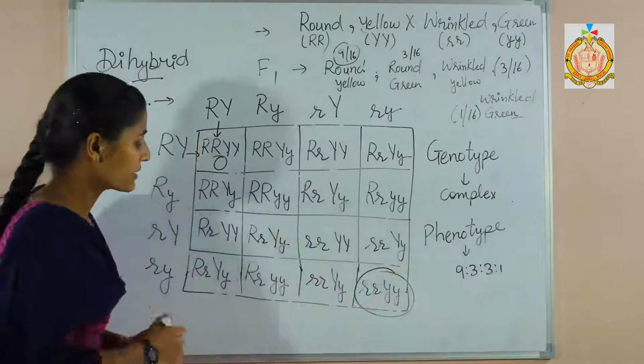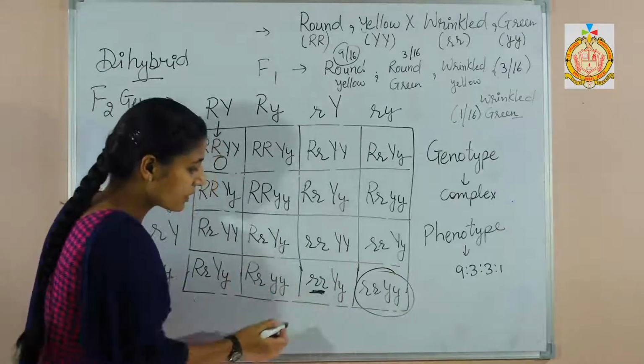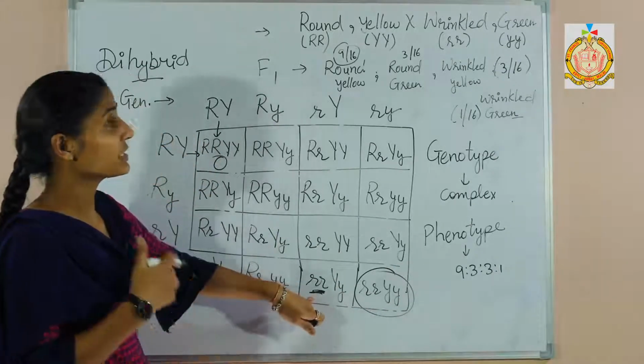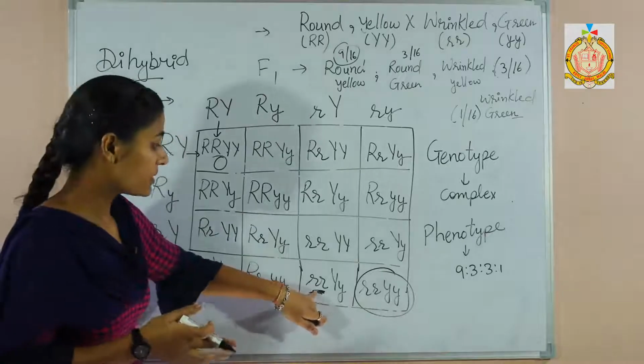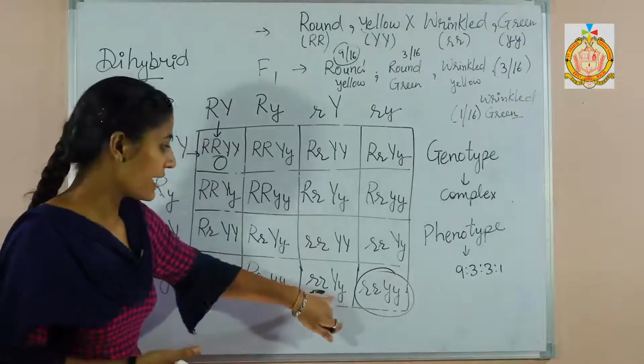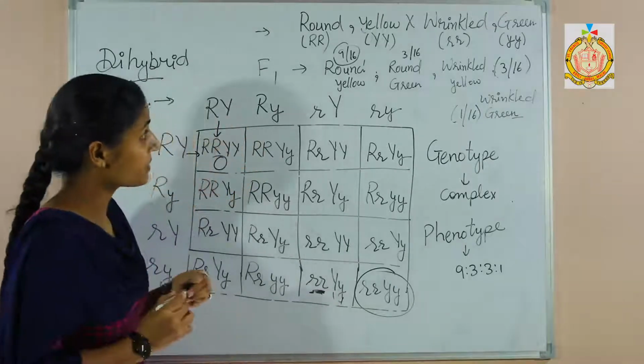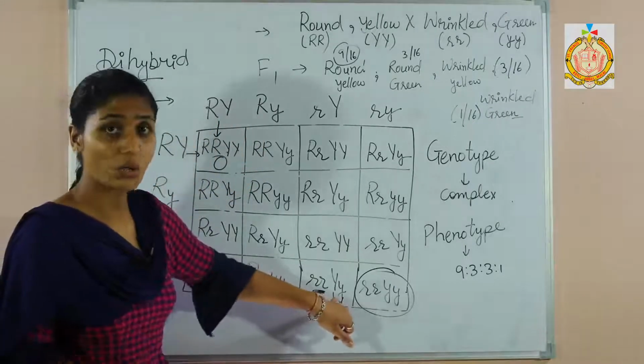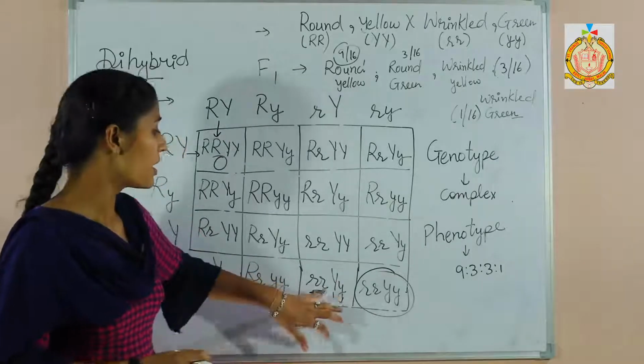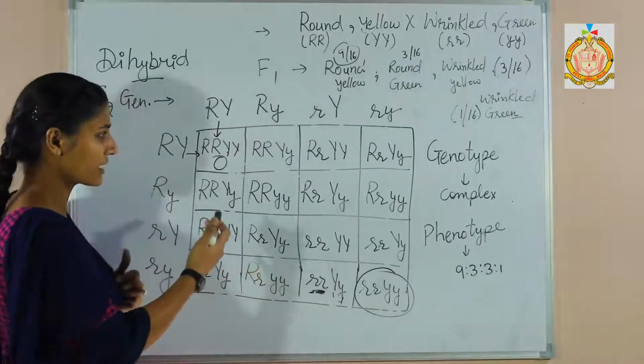So this is the wrinkled green one. Next, this one has a recessive character of the round, which means it will show the wrinkled seed. And this one has one dominant and one recessive character, which means it will show the yellow color of the wrinkled seed. This is the way we are comparing.